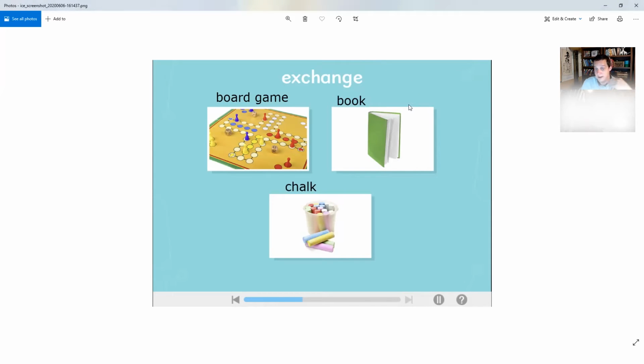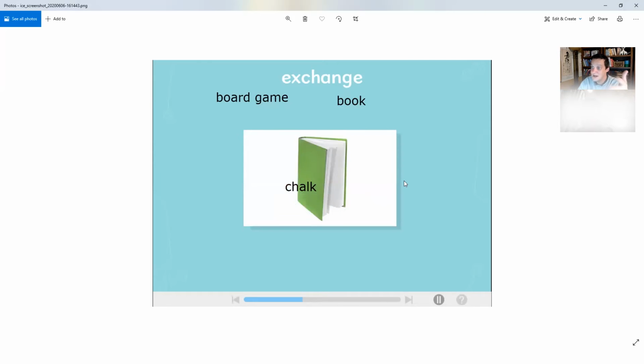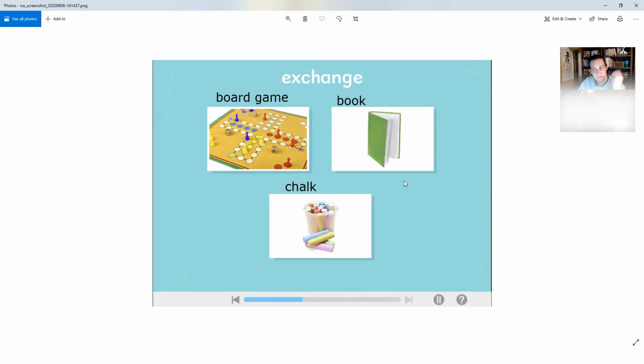Okay, so if I give you the board game, what are you going to give me? A pencil. I don't want a pencil. What do I like? Book. I like books. Yeah, you give me a book, I give you a board game. Okay? Okay. Accept. Done.